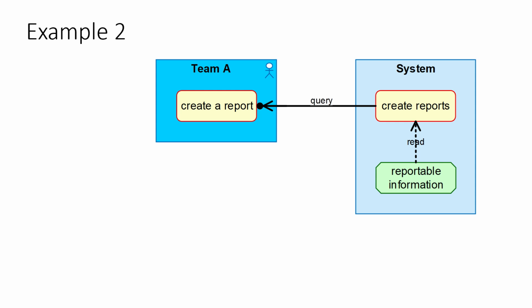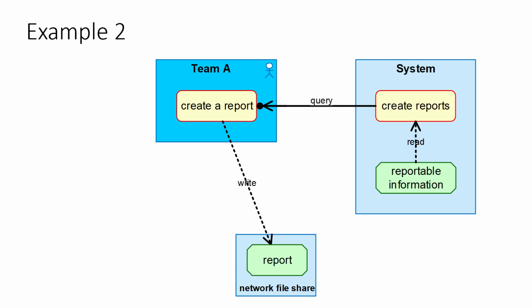However, for practical reasons, I often skip showing this arrow. The direction of the flow of information is typically clear from the context. Now we show that there is a network file share. The team, as part of their work, writes the report to the network file share.